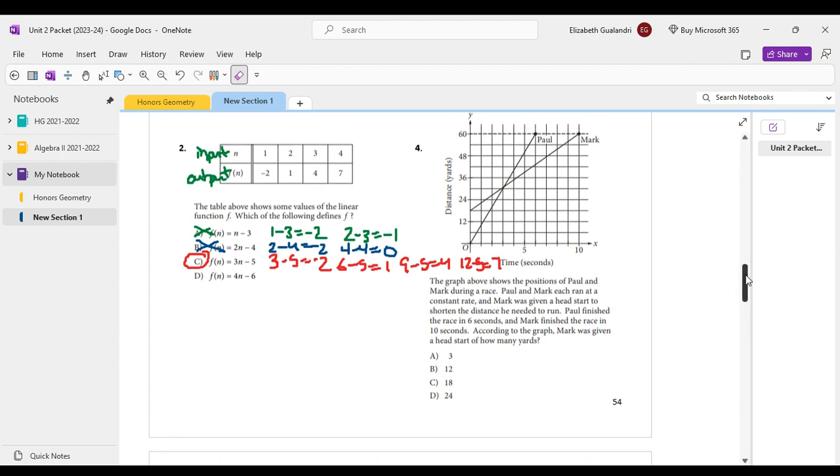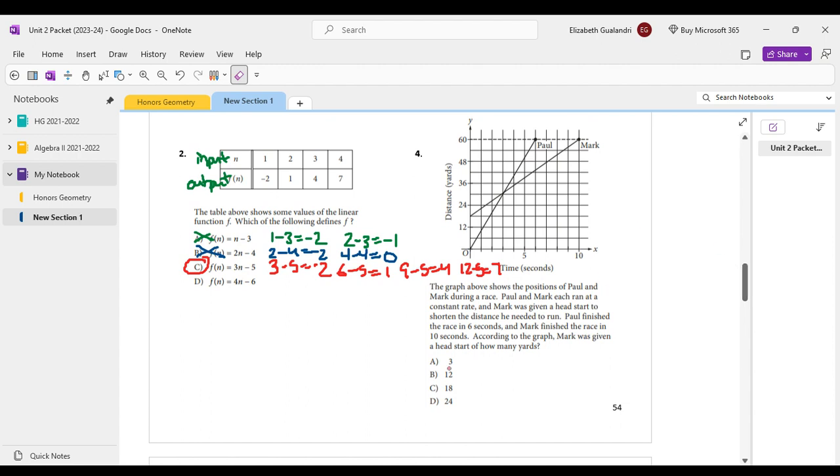Number 4 is interesting. You can read through this on your own, but really all that it asks about is it says that according to the graph, Mark was given a head start of how many yards. So when he started, that was over here. When Paul started, it was here, and when Mark started, it was here. And if I look at the distance in here, this is by 6s. And so Mark started at 18 yards ahead of Paul's 0 yards. And so there was a head start of 18 yards in there. And C was my final answer for that one.